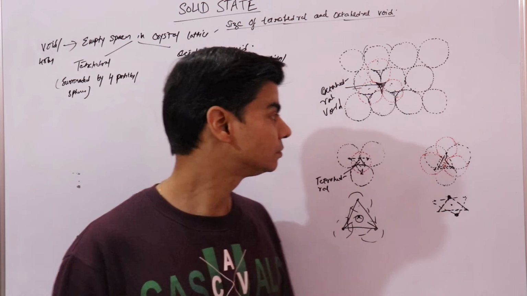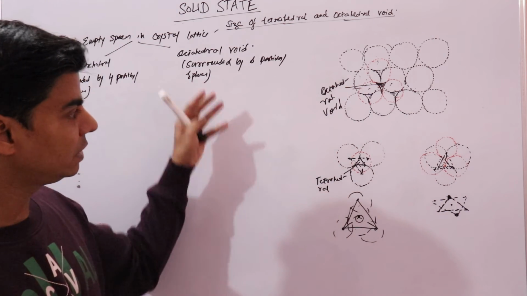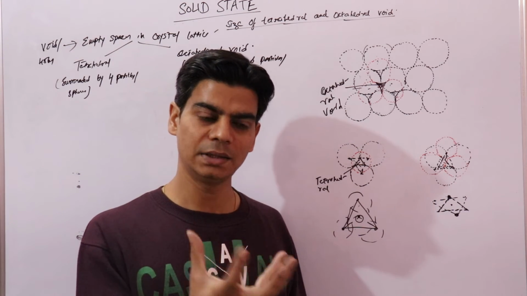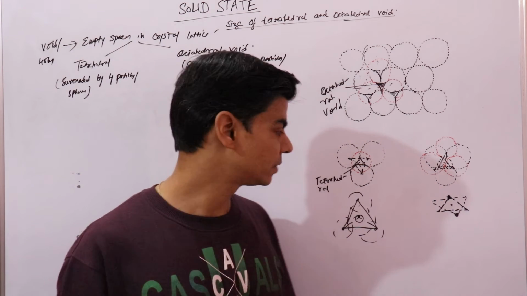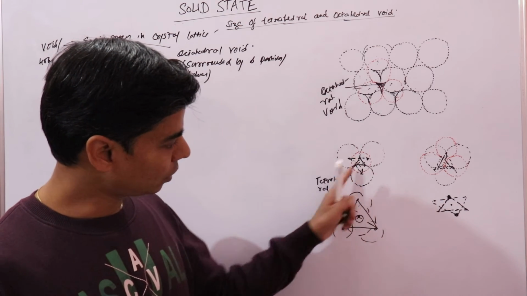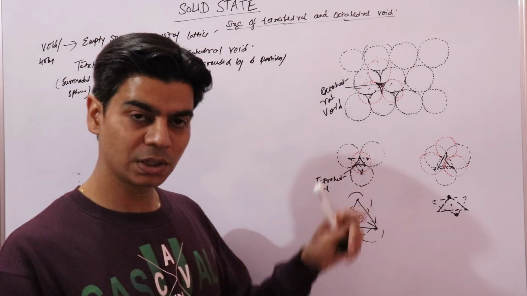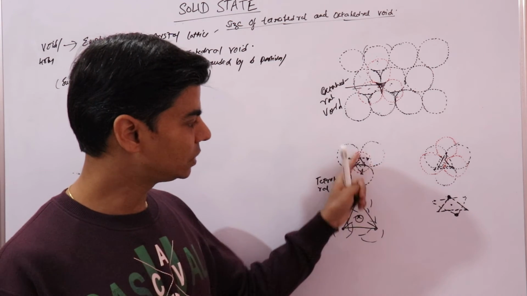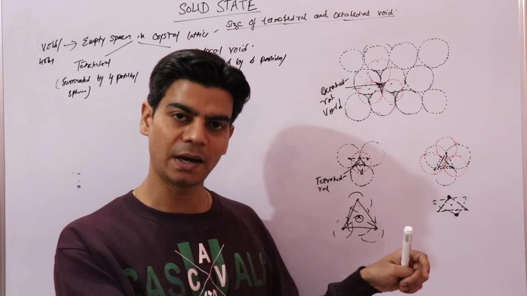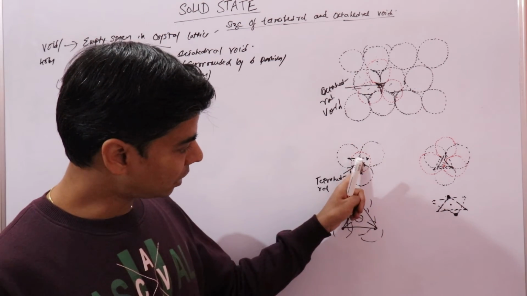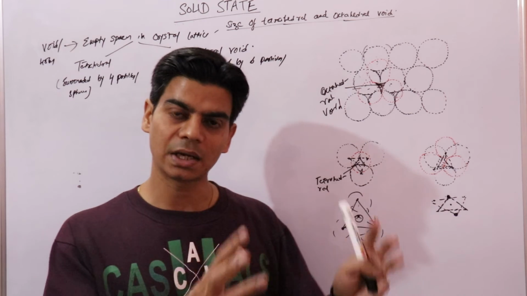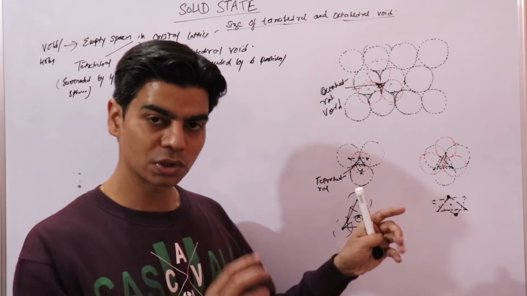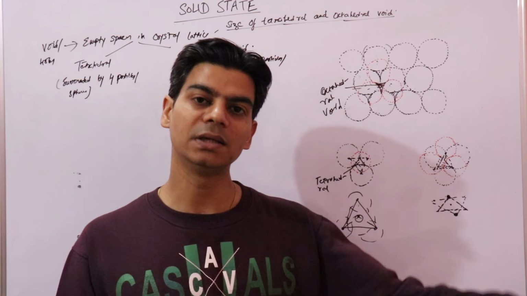while deriving these relations, we'll consider these voids as small spheres and these particles as bigger spheres. Particles that form or constitute the packing, the packing particles, occupy space in the crystal lattice, and the voids are empty spaces in the crystal lattice. So these spheres which occupy space will add to packing efficiency.